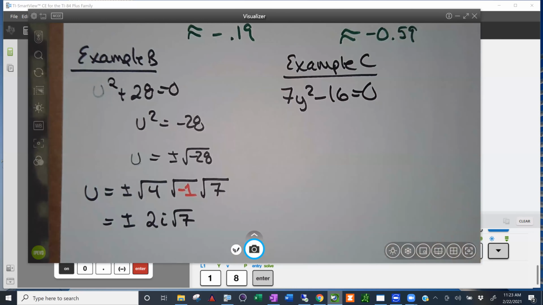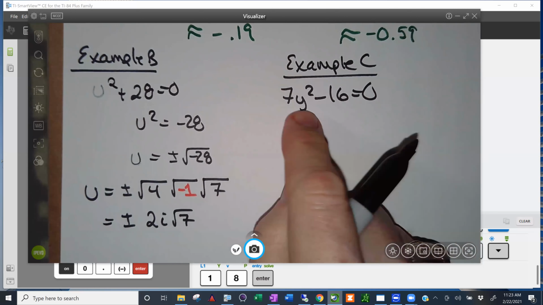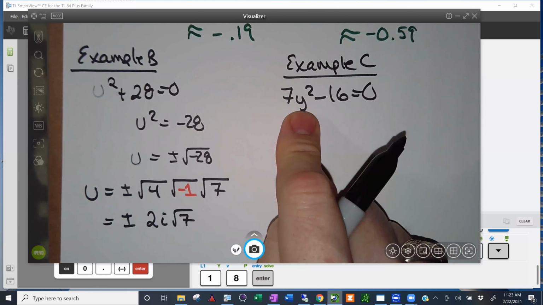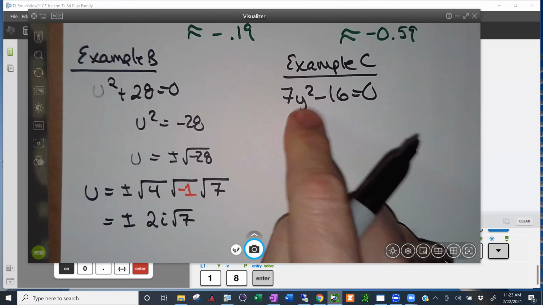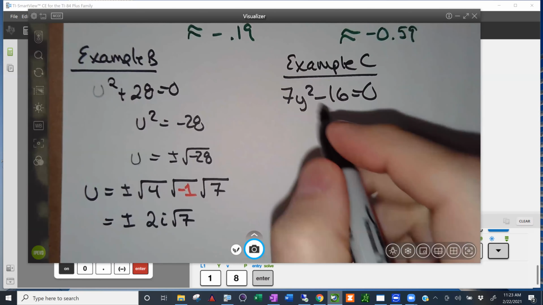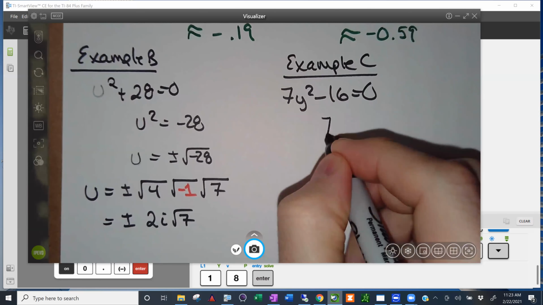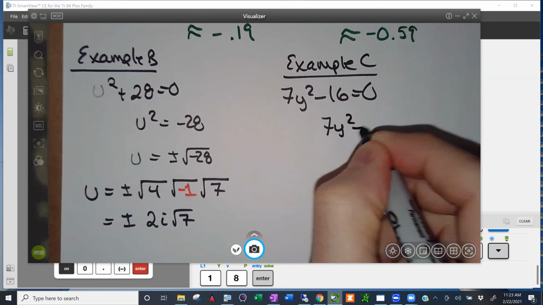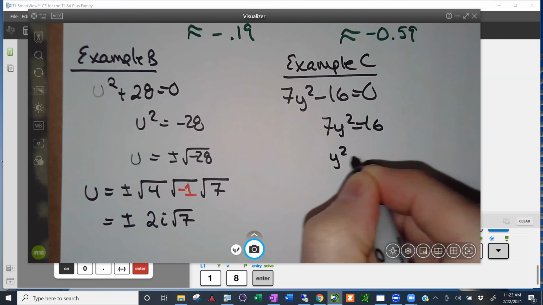There's a problem like this in your homework. So here's a nice example of it. And now you can use the square root property when you've just got one squared term or expression that you can isolate. And in this case, there's no term in y, it's just a term in y squared. So I can isolate that y squared term by first of all adding 16 to both sides and then dividing both sides by 7.